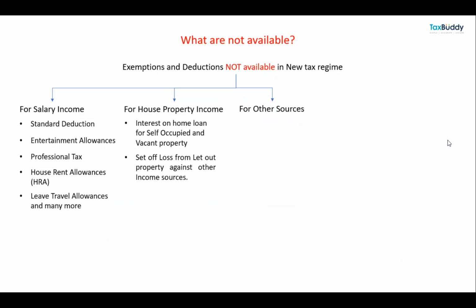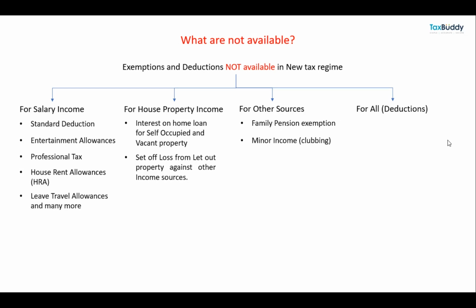Third, for the person having other sources income: family pension, minor income child clubbing. When your minor child's income is clubbed with your income, then you are eligible to claim approx 1,500 per child exemption amount. But if you're going for the new tax regime, then such exemption is not allowed. Only the income is clubbed.